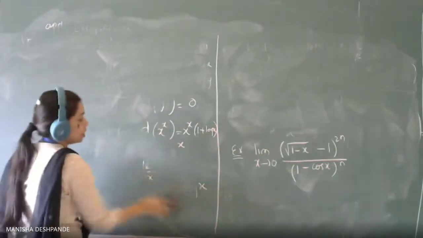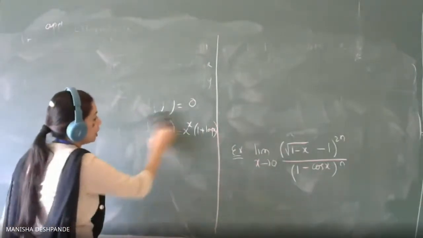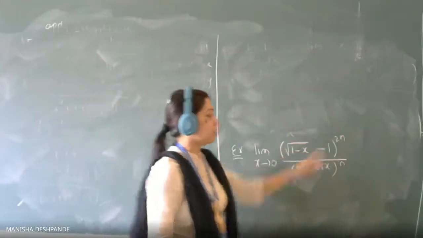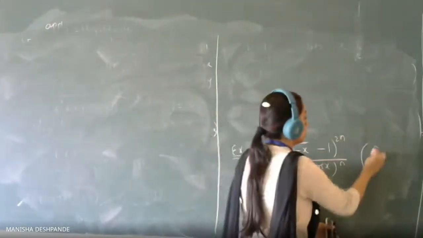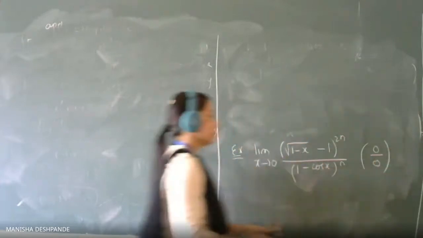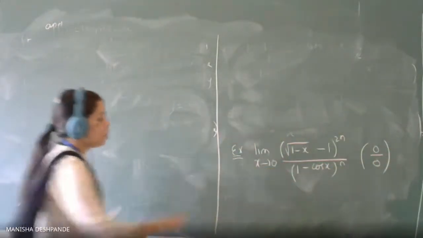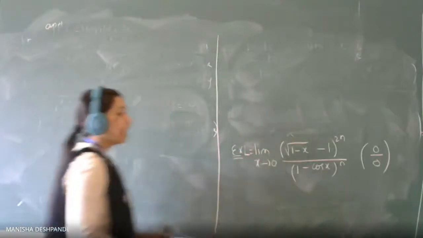The hint is how you want to start. Obviously, can you see that it is 0 by 0 form? If you put x equal to 0, this is root of 1 minus 1, which is 0. So first you have to write it as 0 by 0. Cos 0 is 1, so 1 minus 1 again is 0. So it is 0 by 0 form, and therefore you have to apply L'Hospital rule.